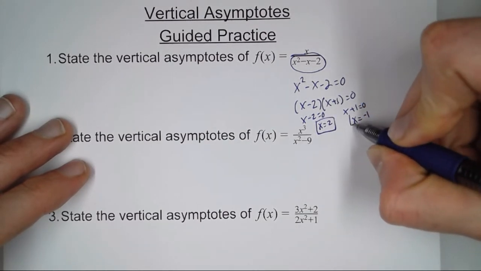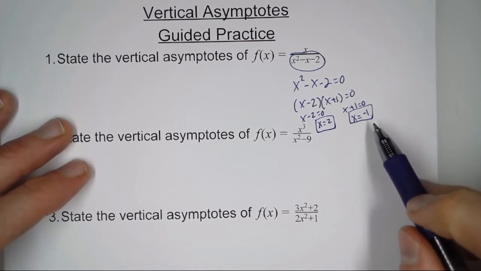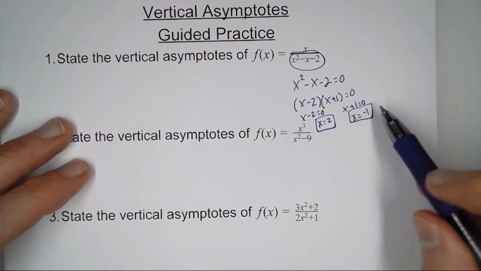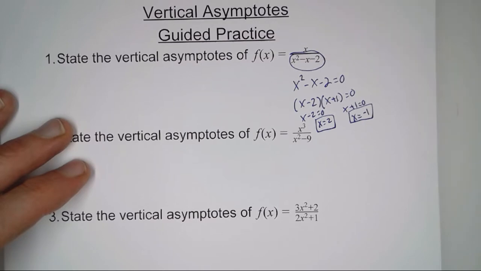So that means this function has two vertical asymptotes at x equals 2 and x equals negative 1, because those two numbers will make the denominator only equal to 0.